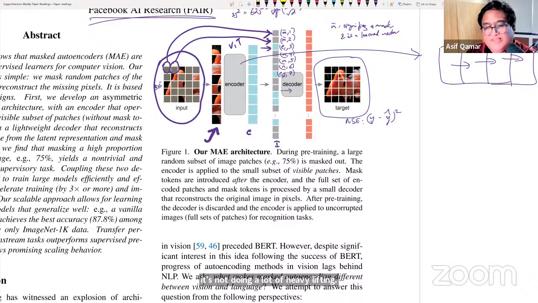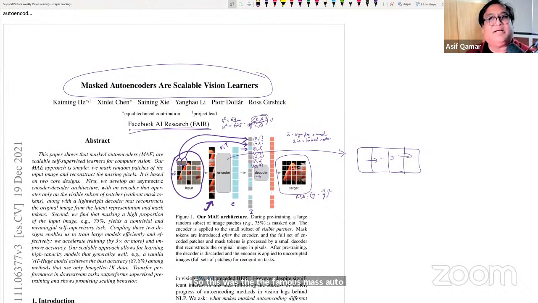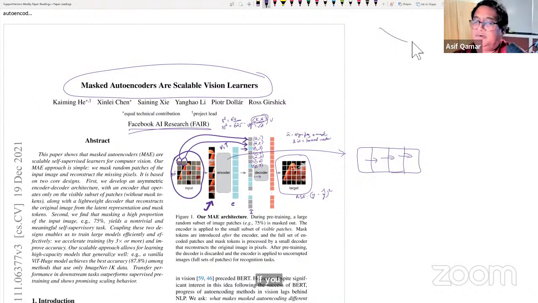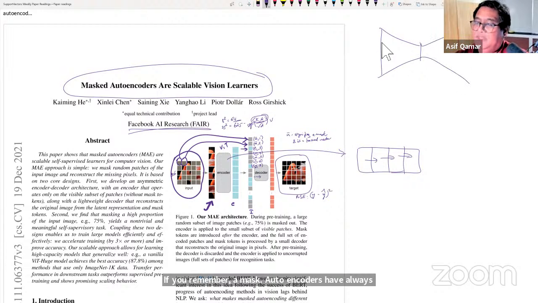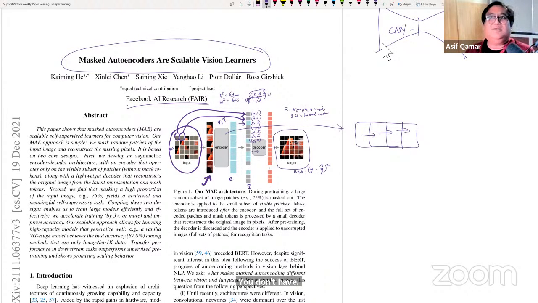So this was the famous masked autoencoder. It introduced the masked autoencoder from a transformer perspective. If you remember, masked autoencoders have always existed. You could create an autoencoder like this using a CNN also. But the problem with a CNN is that you don't have position encoding. It's very hard to inject. So you can't play this game so easily with a CNN.